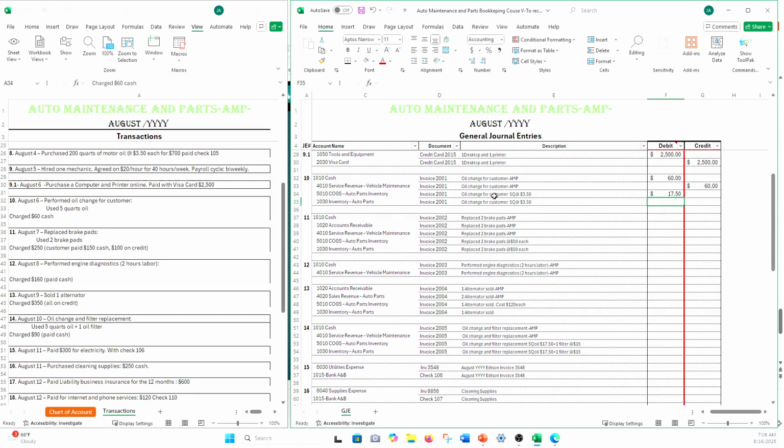I'm going to create a new video related to inventories. So it's a very interesting subject. So at the same time, we have to reduce the inventory because we already used 5 quarts of oil. So we no longer have the quarts that we originally paid for. So we have to decrease our inventory parts by 17.50.